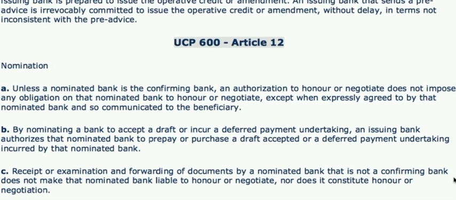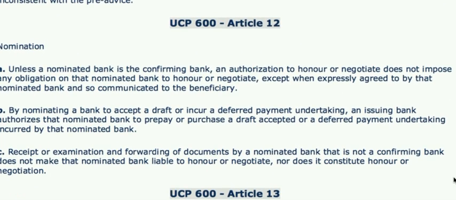Then Article 12, we'll be going through these articles just hurriedly, because some of the articles are very important. We'll discuss them, but otherwise we'll go in a little hurry. So Article 12 speaks about the nomination. Unless a nominated bank is a confirming bank, an authorization to honor or negotiate does not impose any obligation on that nominated bank to honor or negotiate, except when expressly agreed to by that nominated bank and so communicated to the beneficiary.